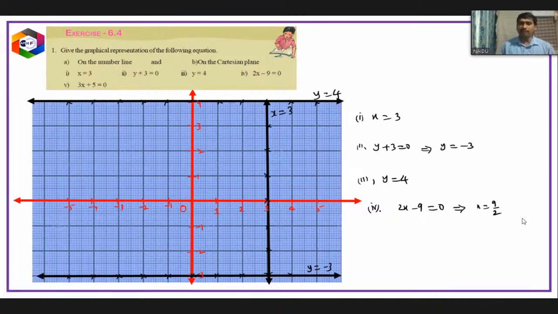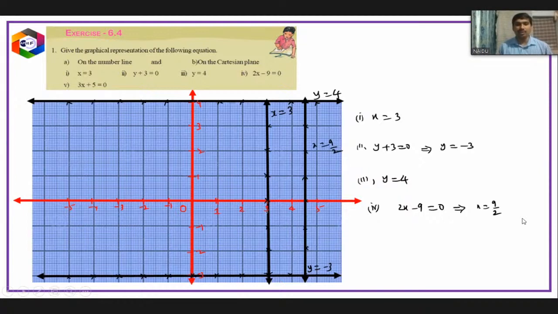Now 9 by 2, 4.5 means x equal to k is the line parallel to, again, y-axis. And how many units? 4.5. That means between 4 and 5. So here every point satisfies this equation, 4.5. So by joining all these points, you will get a straight line which passes through all these points, and the equation is x equals to 9 by 2.